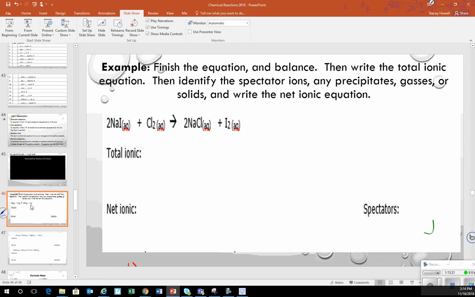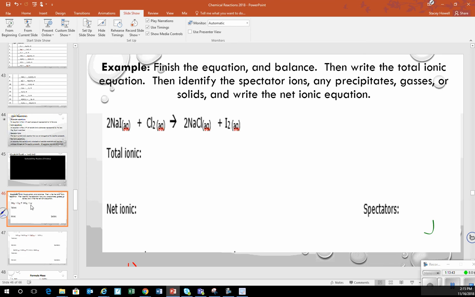Okay, so here, you'll want to have an example down, so keep this on the back page if you got room on the back page. If not, get out a piece of paper so you can practice. This is the molecular equation, okay? So it's 2NaI plus Cl2 goes to 2NaCl plus I2. You'll notice that they're all AQ.